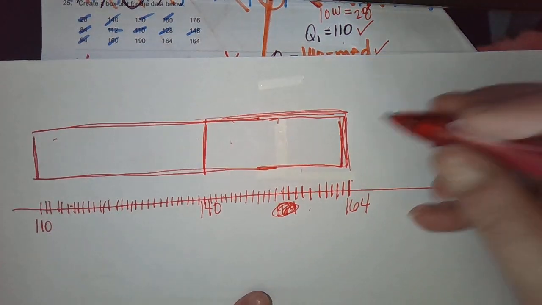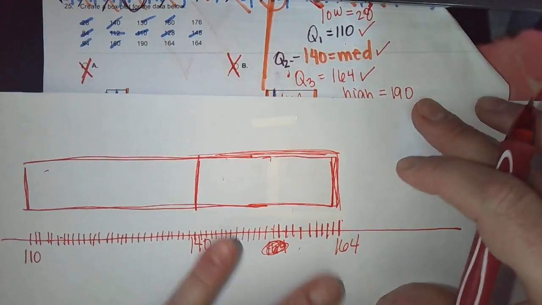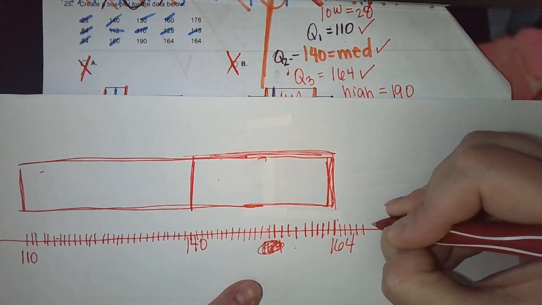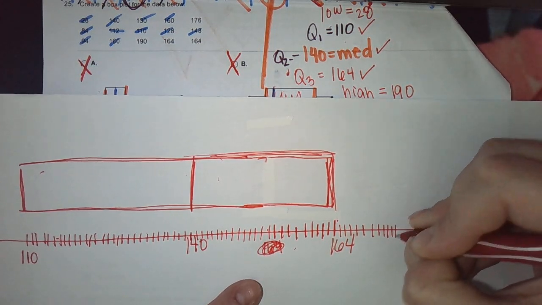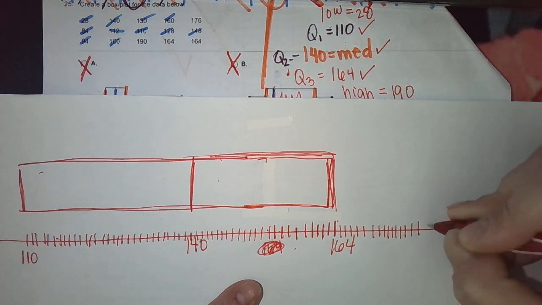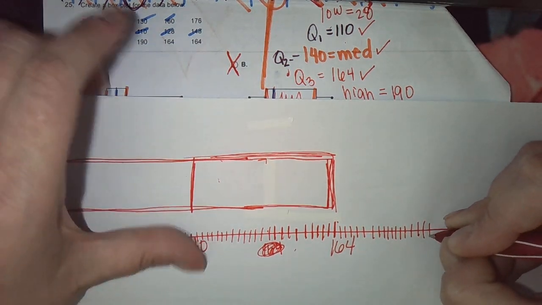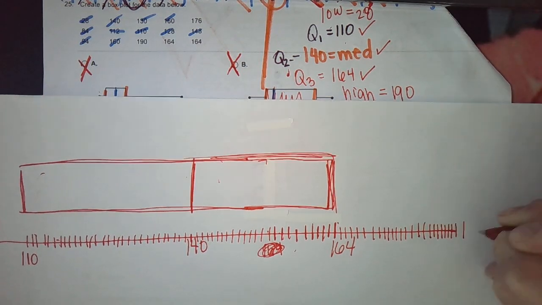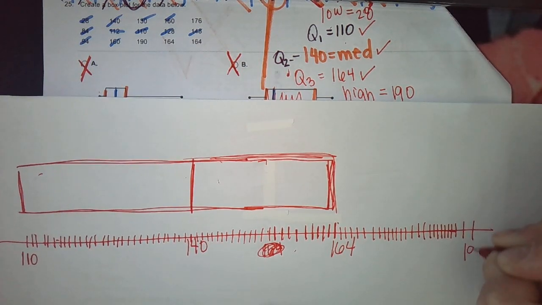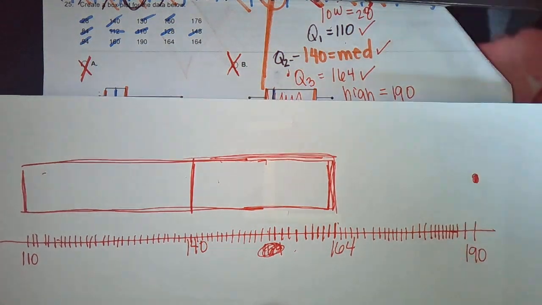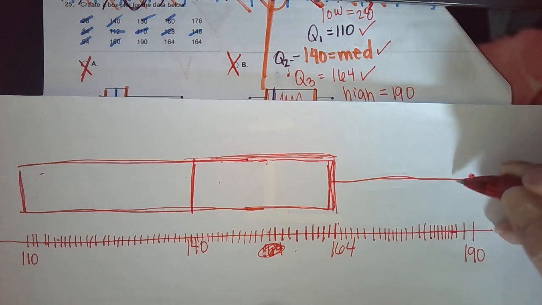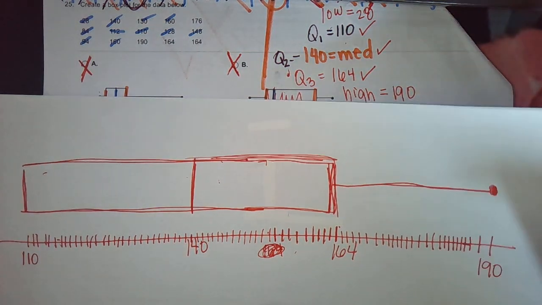Okay, the way you figure out the final answer is we graph our lowest and our highest. Okay, our highest is at 190. Y'all help me count. 5, 6, 7, 8, 9. 170. 1, 2, 3, 4, 5, 6, 7, 8, 9. 180. 1, 2, 3, 4, 5, 6, 7, 8, 9. 190. Okay, so that's this dot on the very right side of the whisker.